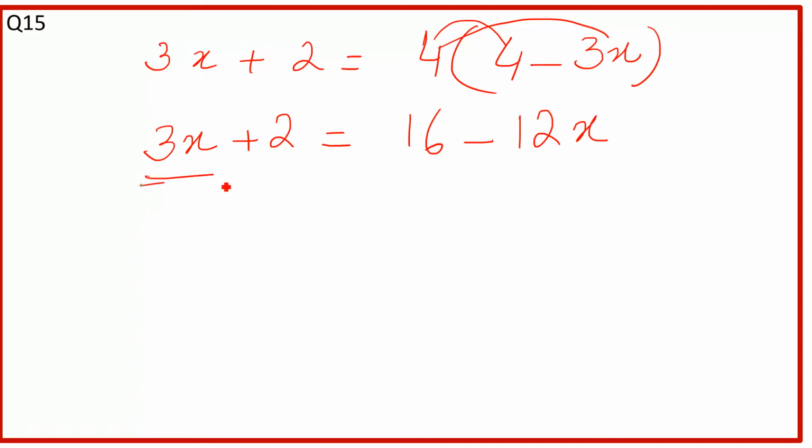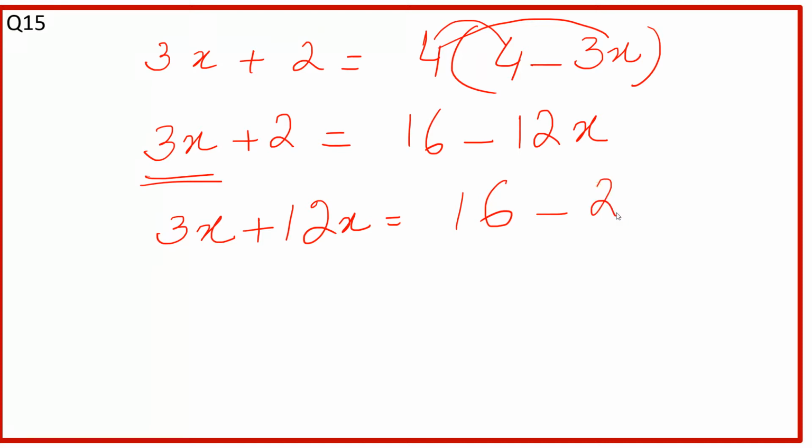So now see, this 3x will remain the same. This negative 12x, you have to take the transpose of negative 12x, which will be positive 12x. Now we have only positive 16 on the right hand side. We will take the transpose of this positive 2, which is negative 2. Now I think you should know very well what is the meaning of transpose. One more time: transpose means we take whatever, suppose this is a constant and this is with the variable, to the other side of the equation, and the sign will change.